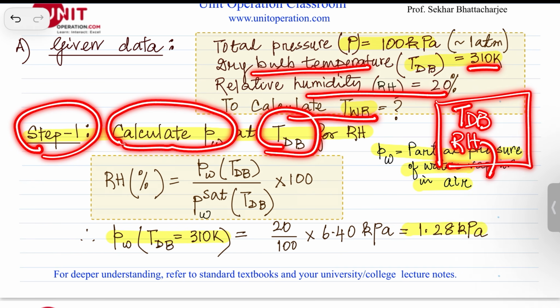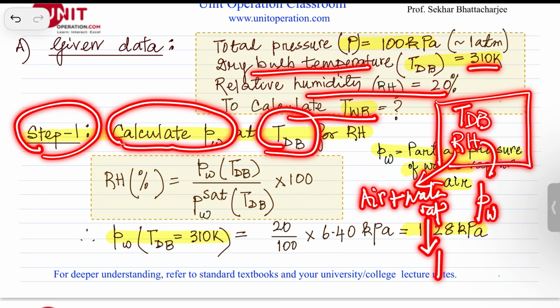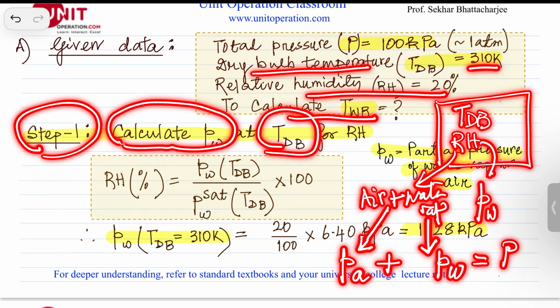How do we calculate the partial pressure of water vapor? Here we have dry air plus water vapor, right? So we have to first find out the partial pressure of water vapor here. And of course, what will be the partial pressure of air? If we add these two, that will be the total pressure, which is equal to 100 kilopascals.